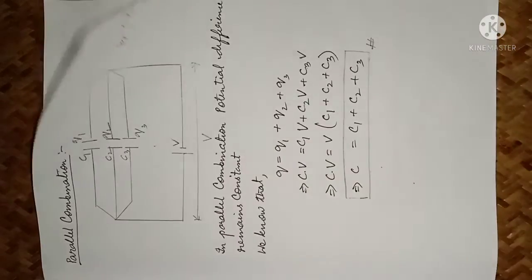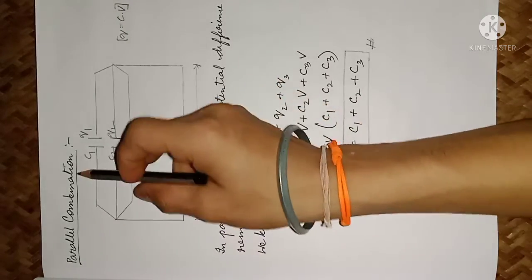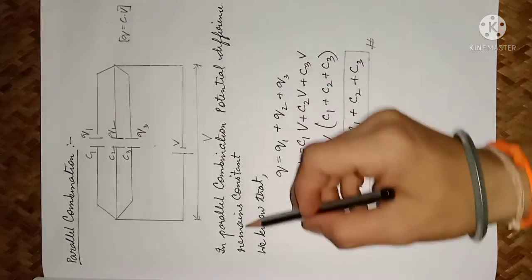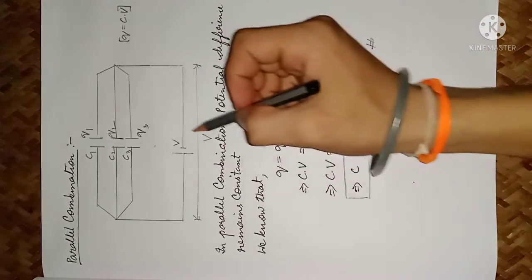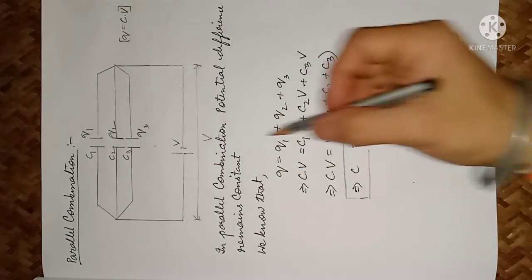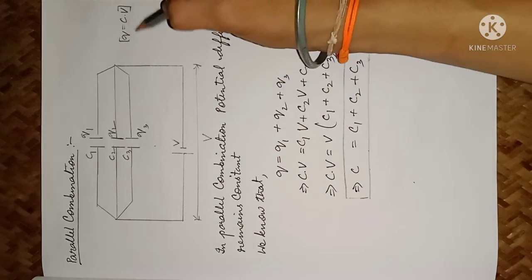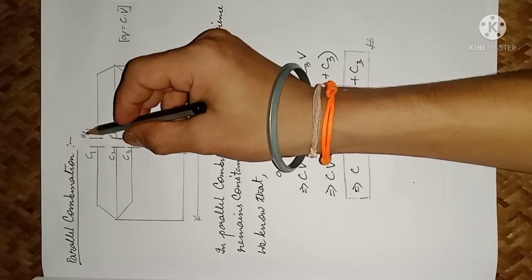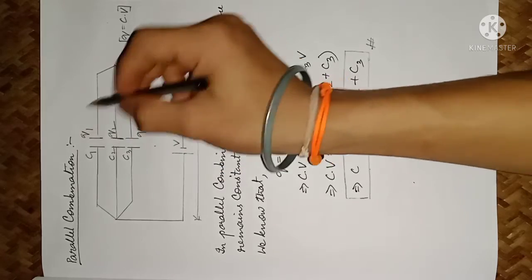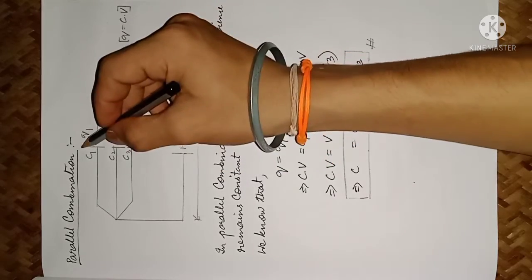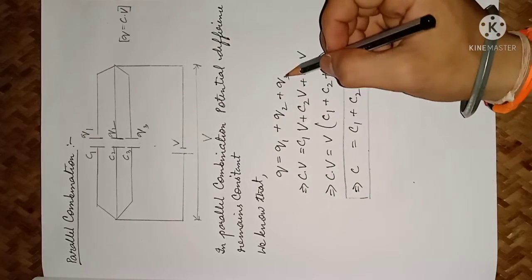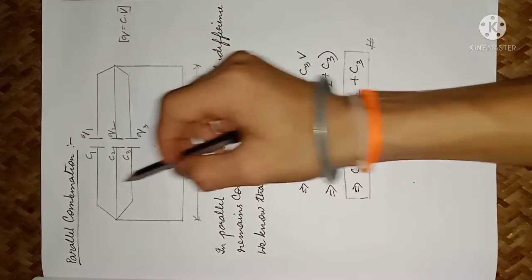और पैरेलल कम्बिनेशन के केस में क्या हुआ? पोटेंशियल डिफरेंस क्या होता है? कांस्टेंट रहता है. तो हमने पोटेंशियल डिफरेंस कांस्टेंट रहता है तो हमने डायरेक्टली फॉर्मूला को अप्लाई किया. फॉर्मूला में है कि Q इक्वल्स टू क्या होता है? यहाँ पर चार्ज चेंज रहता है. सो हमने क्या किया? Q इक्वल्स टू Q1 प्लस Q2 प्लस Q3. हमें पता है कि टोटल चार्ज क्या होगा?